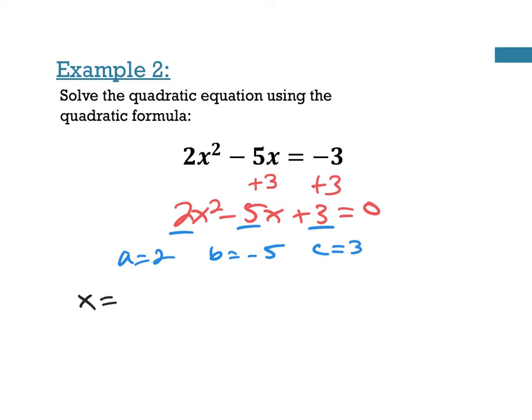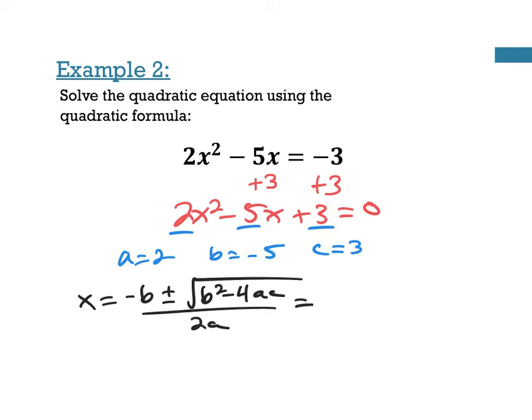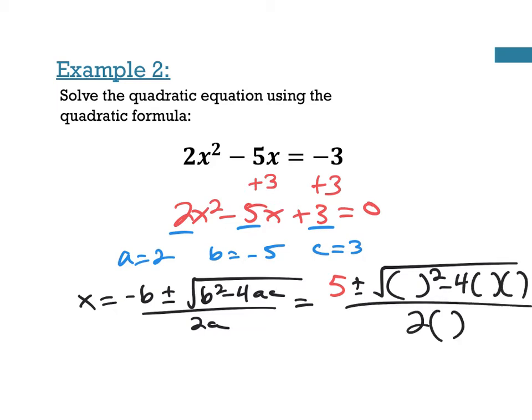And so here's my formula. Get a habit of writing it down first before you sub things in. And so opposite of b, well, opposite of negative 5 technically would be positive 5. And so you'd still have the plus or minus square root of b squared minus 4 times a times c all over 2 times a. If I fill in the known information, my b is negative 5. My a is 2, my c is 3, and the a on the bottom would also be 2 there.